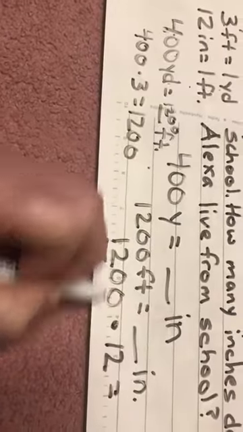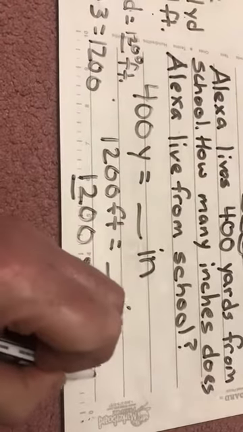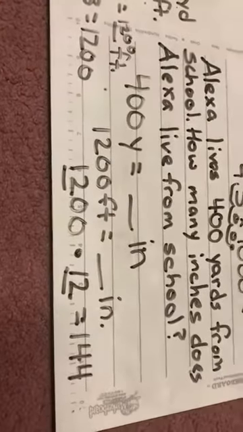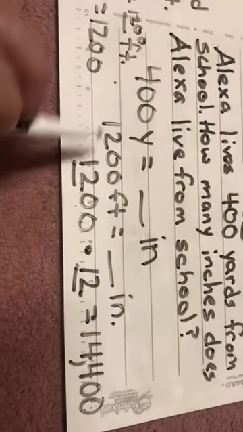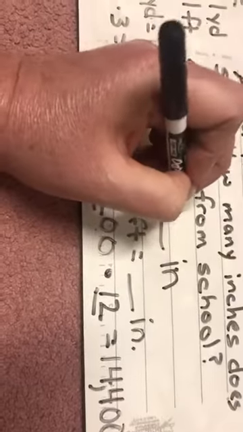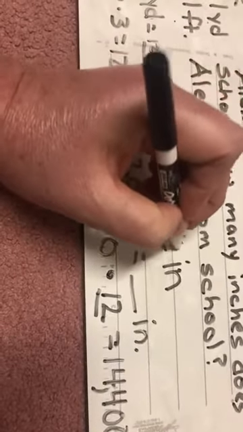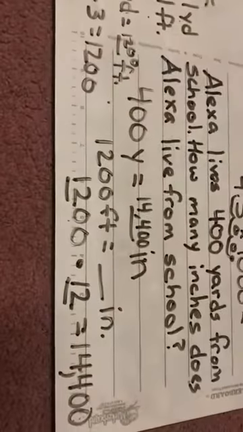My base problem is 12 times 12. If you know your 12 times tables, you know that 12 times 12 is 144. These 2 zeros here have to become part of my answer. I get 14,400. 1,200 feet equals 14,400 inches.